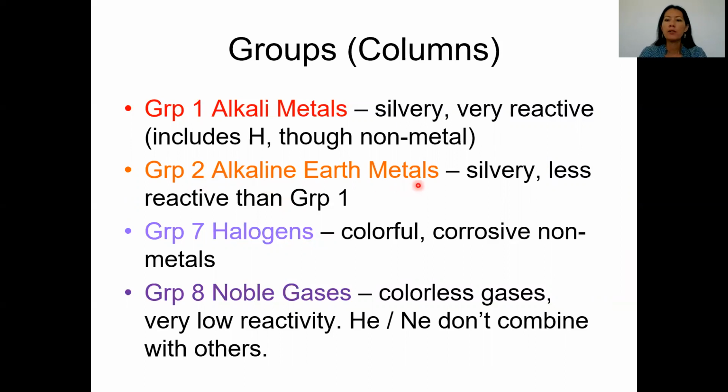The alkaline earth metals are also silvery, but less reactive than the group 1As. Halogens are colorful. I'll show some pictures of some non-metals. They can be corrosive. And the noble gases are colorless gases with very low reactivity, and helium and neon don't even combine with others.